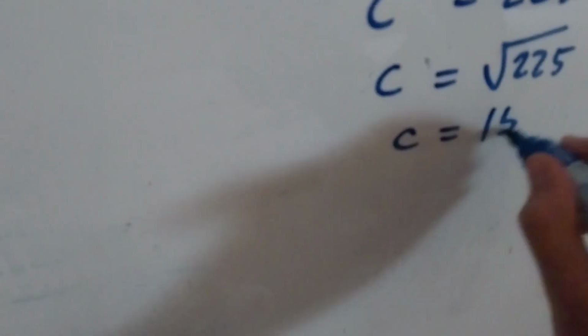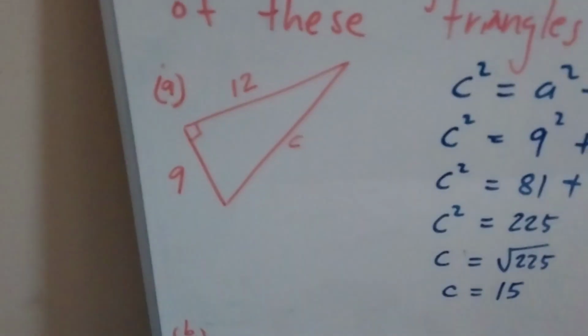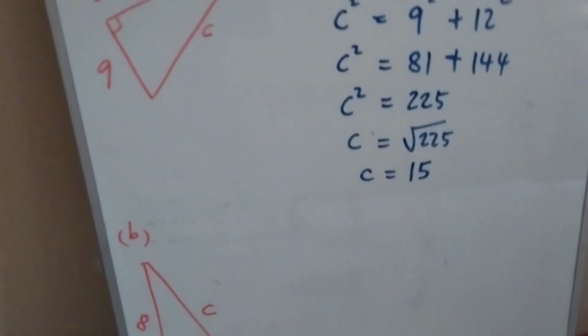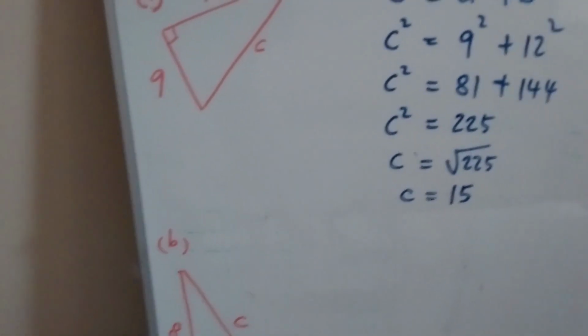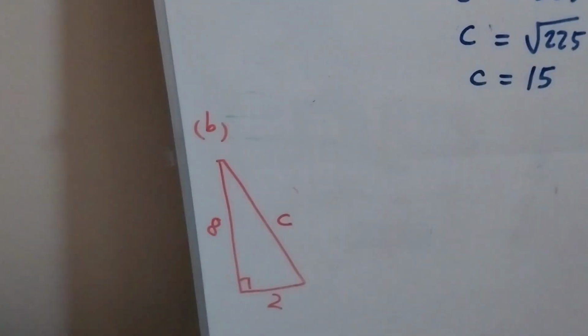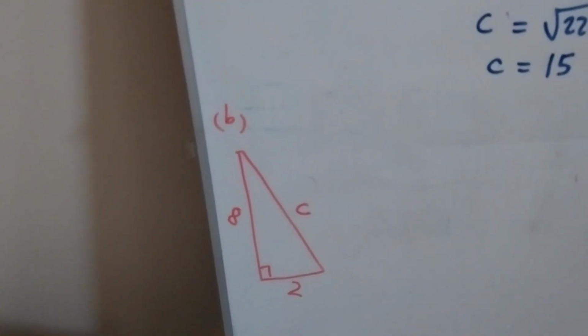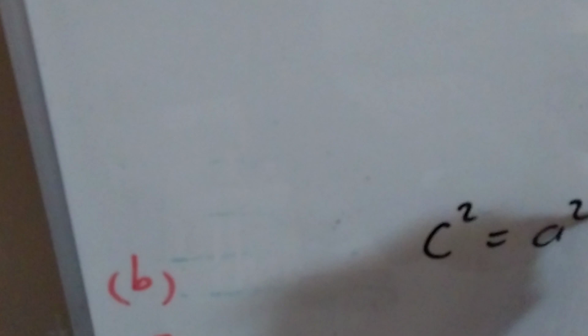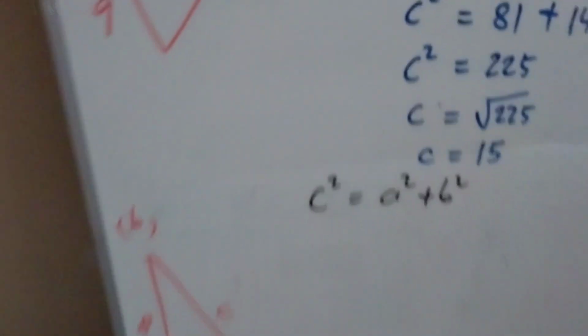Now we don't have to write centimeters or meters because no units were given in the question. So we leave our answer as 15. So that's the answer for part A. Now part B, there's a triangle. Hypotenuse is C. The other two sides are 8 and 2. Again, we start with the formula. C squared equals A squared plus B squared.